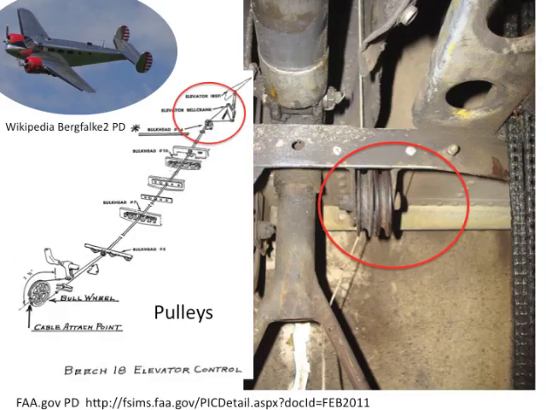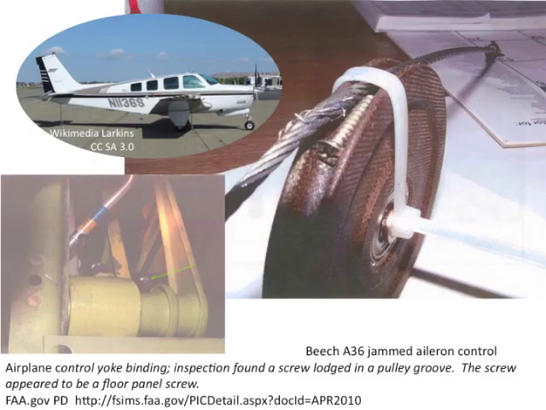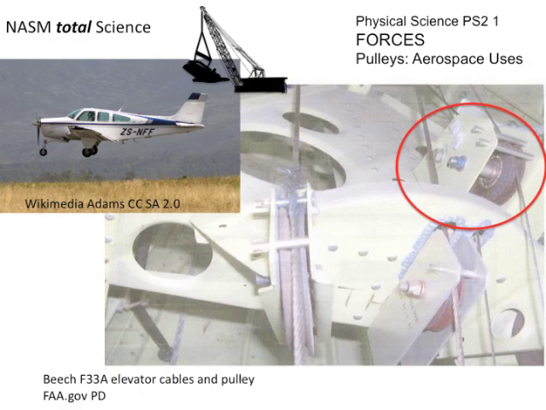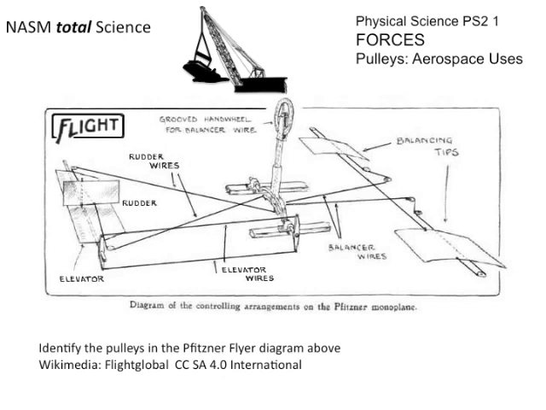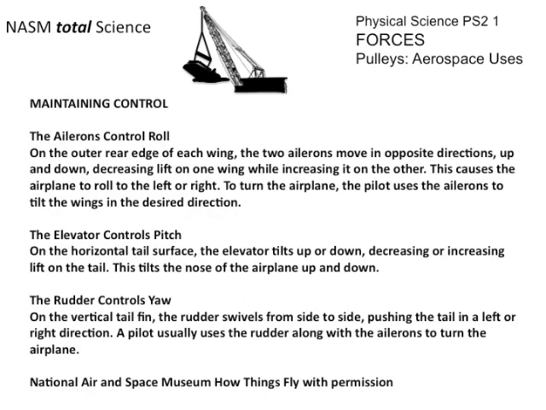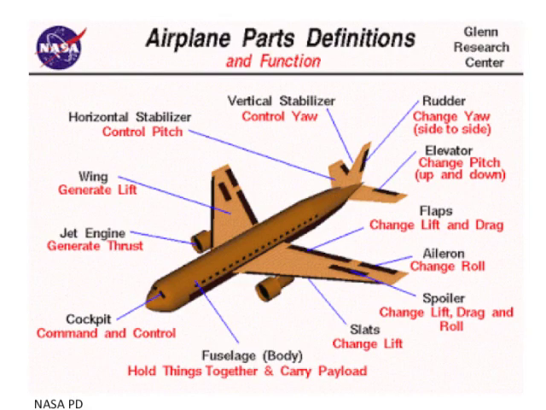And in these photographs, you can see actual pulleys in different aircraft, and oops, a screw got in one, but luckily the plane was okay. And you might be able to locate the pulleys on this diagram. And here are descriptions of how they control roll, pitch, and yaw, and vocab for parts of the airplane.